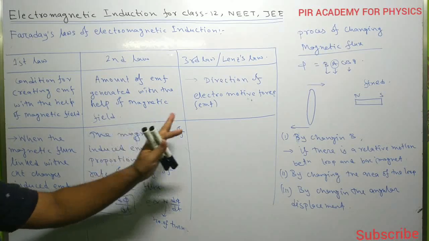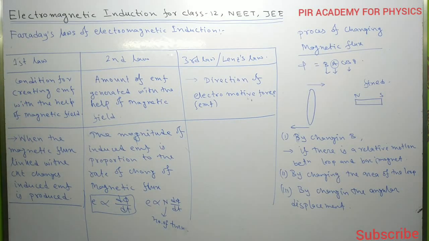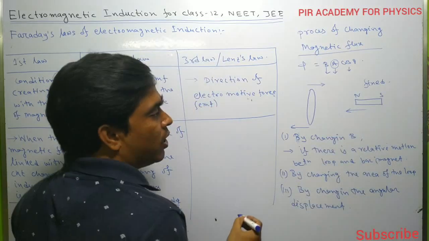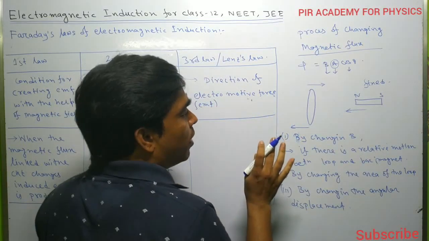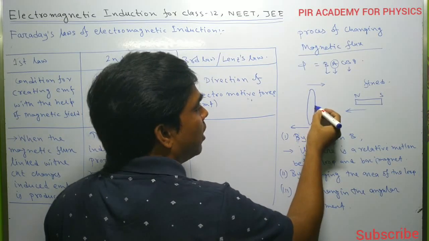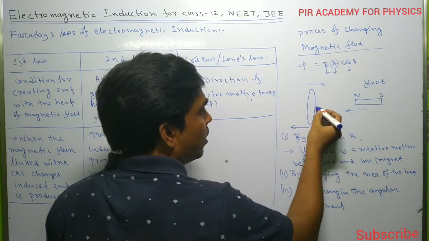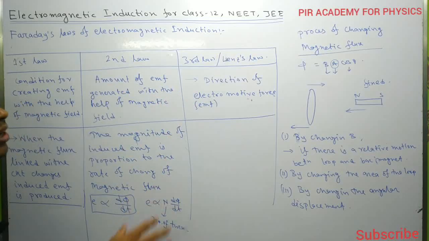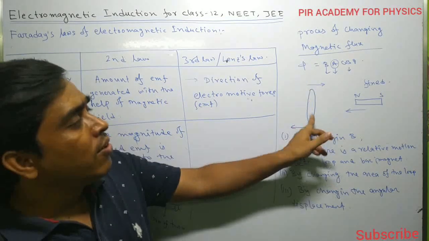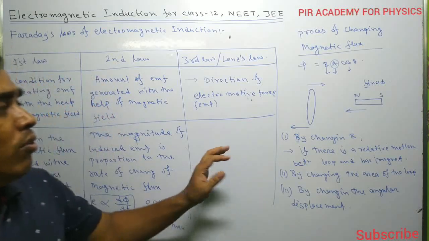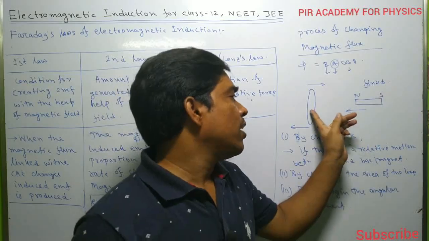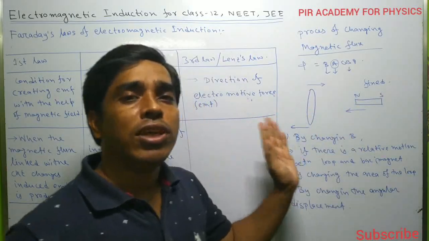Now what is the third law? The third law says the direction of the EMF. Suppose this north pole is moved along this direction. You have to find out the direction of induced EMF. What is the direction of induced current or induced EMF? With the help of Lenz's law, you can find out the direction of this induced EMF. So if this magnet is moved away from this circuit, then what will be the direction of induced EMF?